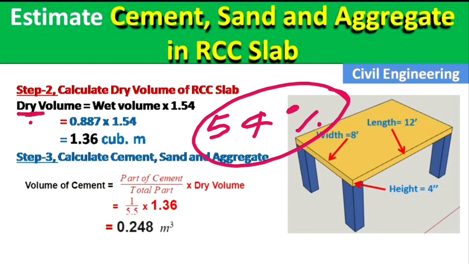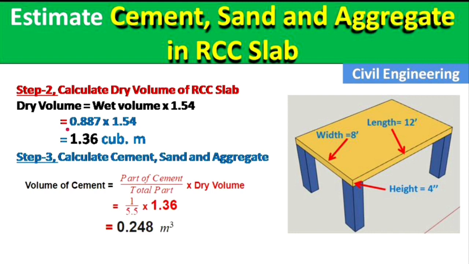So the dry volume will be the wet volume into 1.54. The wet volume is 0.887, as we calculated previously, and multiplying with 1.54, we get 1.36 cubic meter as the dry volume of concrete. Now in step 3, calculate the cement, sand and aggregate.